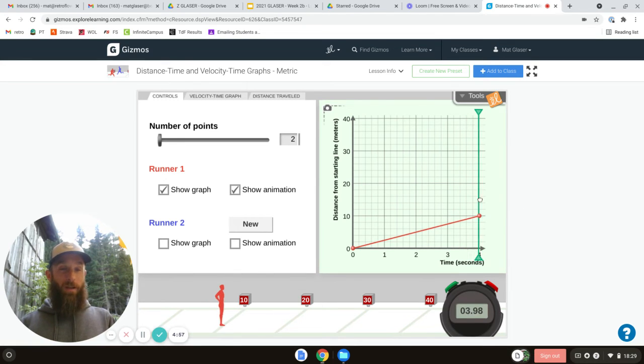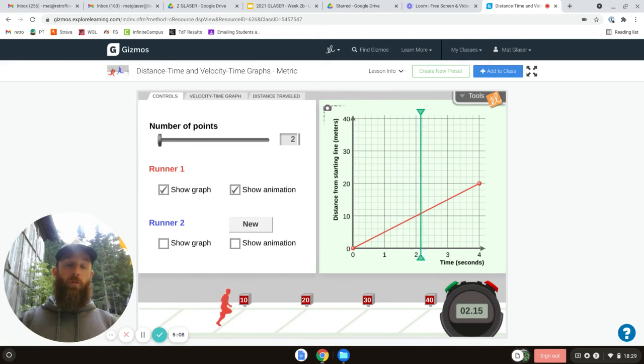And if we go up here, let's drag it up to 20. There we go. Reset it, play it. All right. They're going a little faster. So what you can't change here is the time. The runner is going to run for 4 seconds each time. You can change the distance they're going to run.